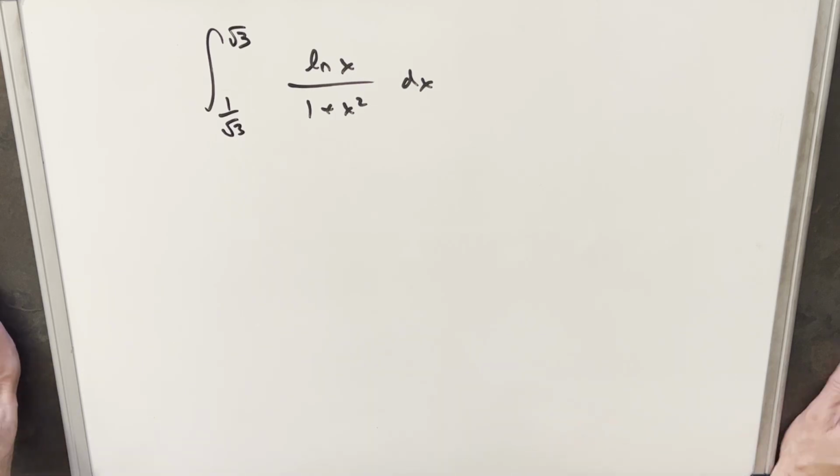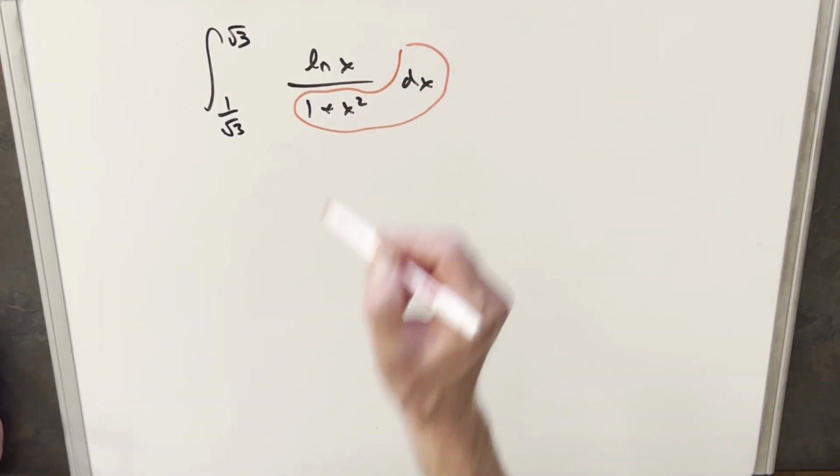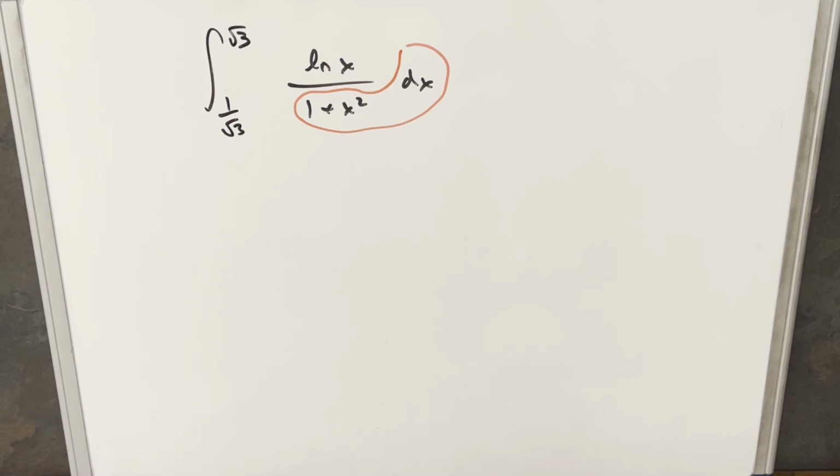Hey, we have here another interesting integral today. We've got the integral from 1 over square root of 3 to square root of 3, ln x over 1 plus x squared dx. Okay, it looks like maybe a case for integration by parts. Maybe we could integrate this pretty easily and differentiate ln x, and that's not a bad idea, I think.